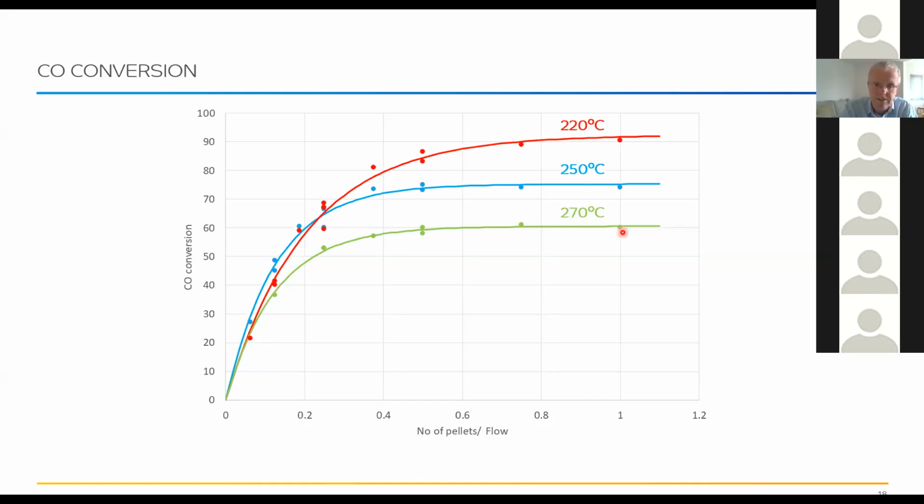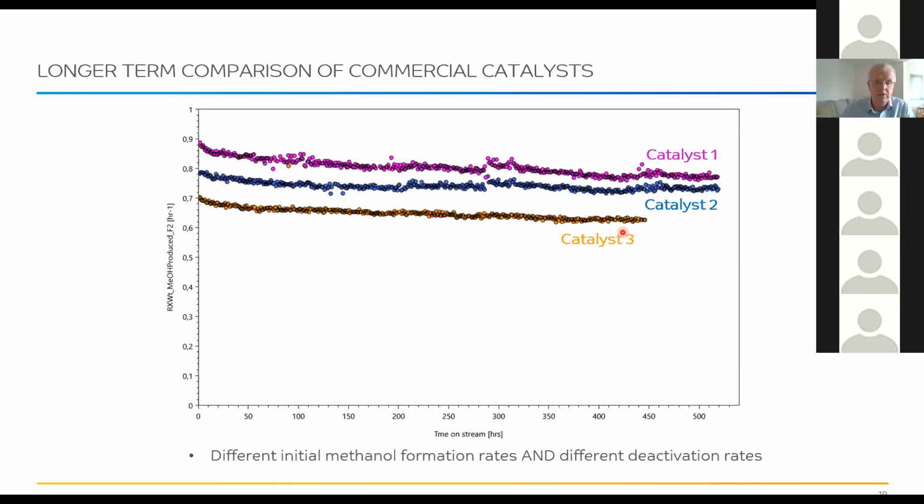All this data I've shown you so far is with a specific individual catalyst. But now I can look at some experiments where I can compare the performance of different commercially available catalysts. Here I'm plotting on the x-axis the amount of methanol produced per gram of catalyst per hour. So grams of methanol per gram of catalyst per hour.